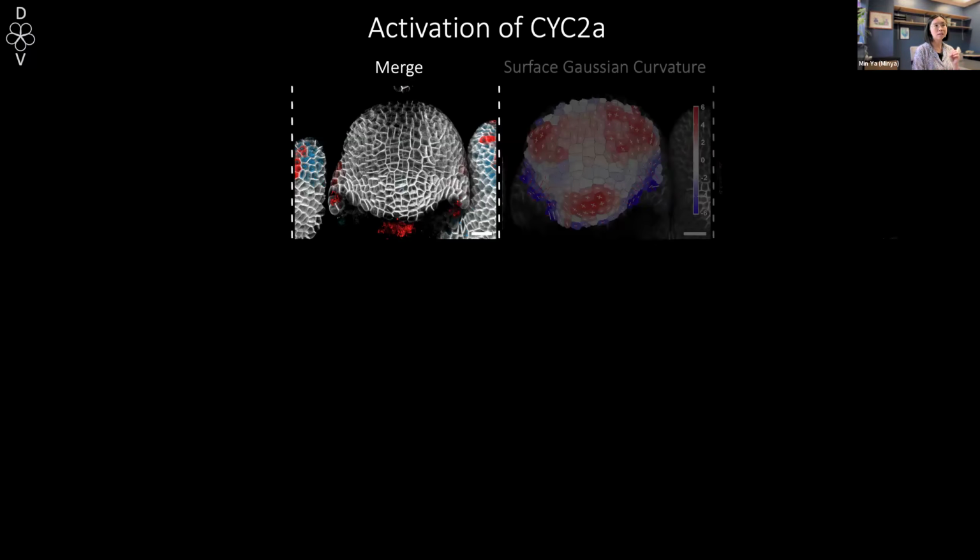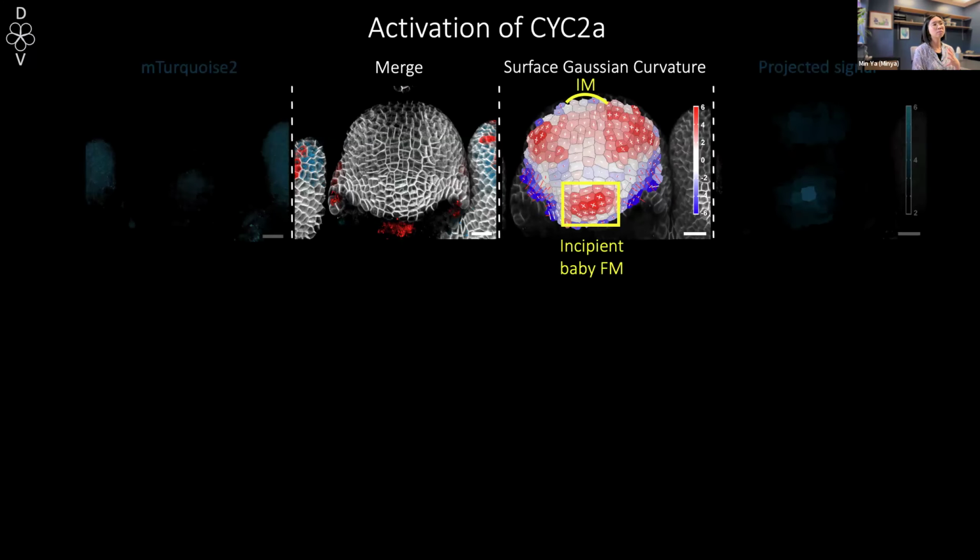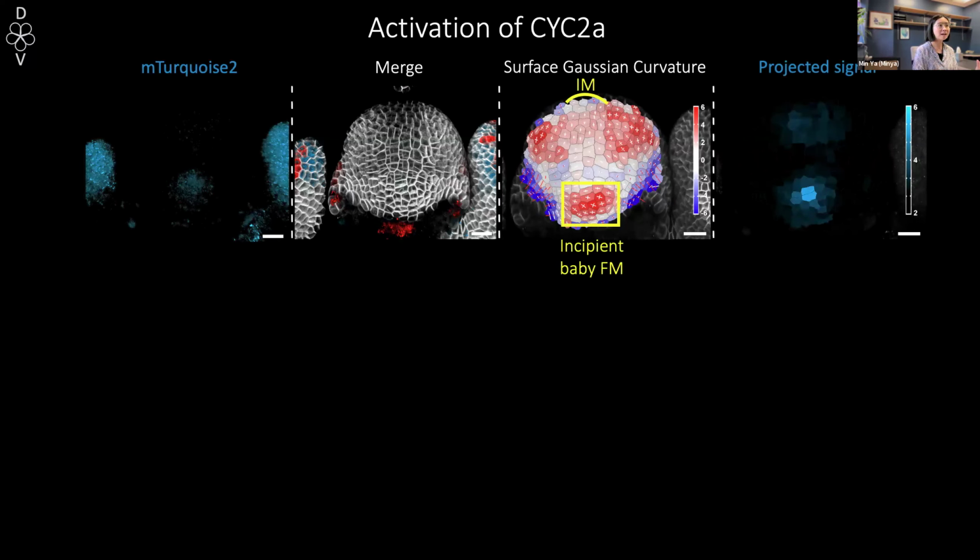But if we process the surface curvature of this tissue, you can see that there's a small group of cells down there that's kind of red. That means that they have positive curvature. They're slightly bulging out. And that's the location of the incipient baby floral meristem. This is a very, very early stage. And at such an early stage, this is actually the first time that we can observe the expression of Cyc2A.